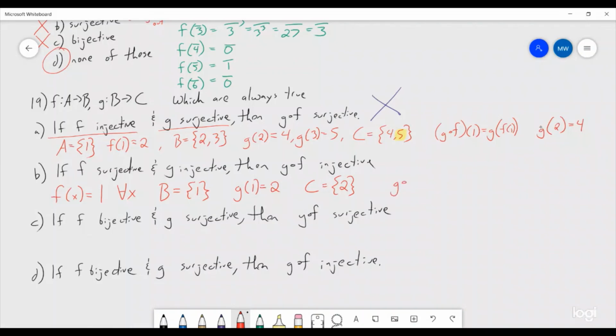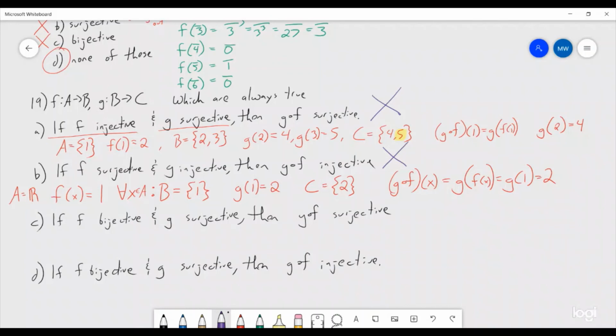Is G of F injective? Well, F of x equals 1 for all x in A, but we aren't told what A is. So maybe let's say that A is the real numbers, a very, very large set. Well, G of F of x is just G of 1, which is equal to 2. So everything in the real numbers goes to 2. That is definitely not injective. So those are the sorts of ways that I would go about this and try to find very extreme counterexamples.